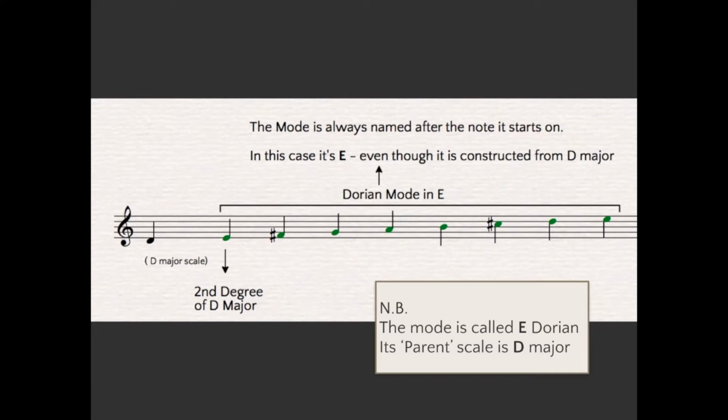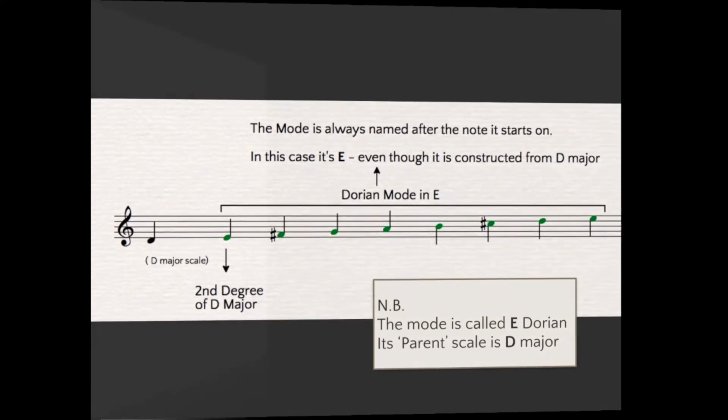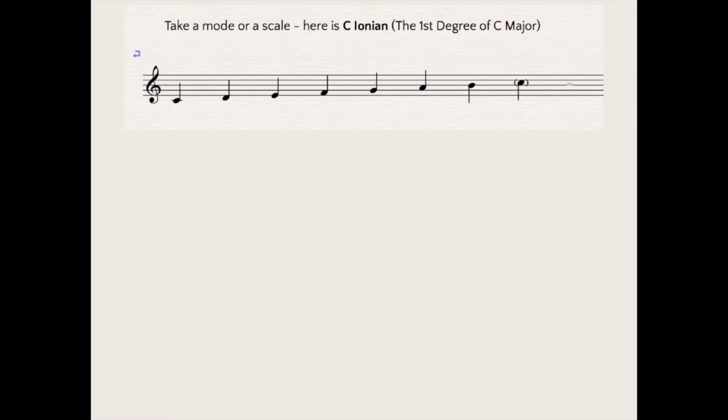Let's have a look at this and how we can construct chords to play with the appropriate modes. So let's take a mode or a scale. Here, for instance, is C Ionian or C major.